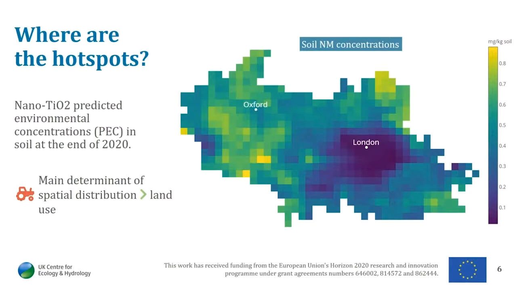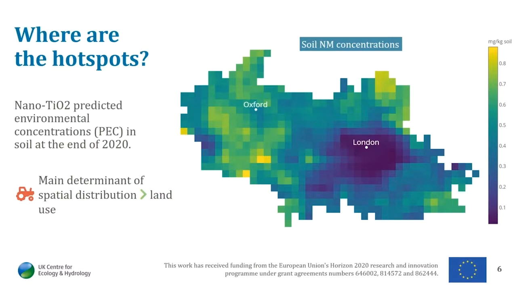Because it's a spatial model, we can answer questions such as where are the hotspots? So we can split up a geographical region into spatial grid cells like we have here. And what this map here is showing is the Thames catchment. The more yellow that a grid cell is, the higher the PEC, the predicted environmental concentration, is in the soils in that grid cell. So we're seeing the soil nanomaterial concentrations. And this is at the end of 2020, so after our 20-year run.